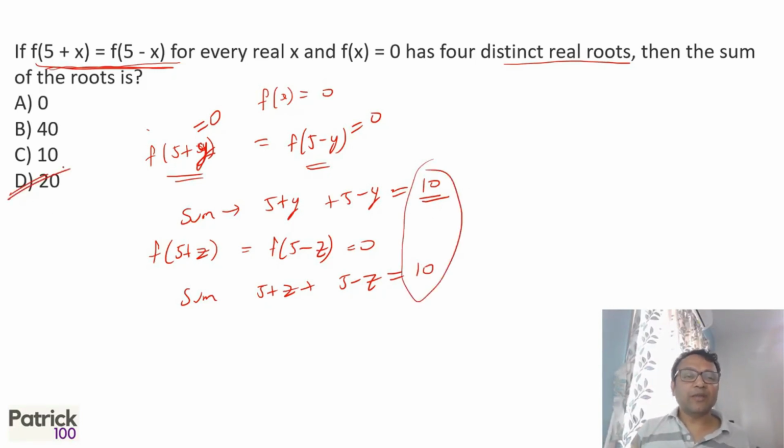You can clearly make out that if one of the roots is 5 plus y, the second root will be 5 minus y, and the sum is 10. So for two roots the sum is 10, and for four roots the sum will become 20. So that's the answer. 20 will be the answer.